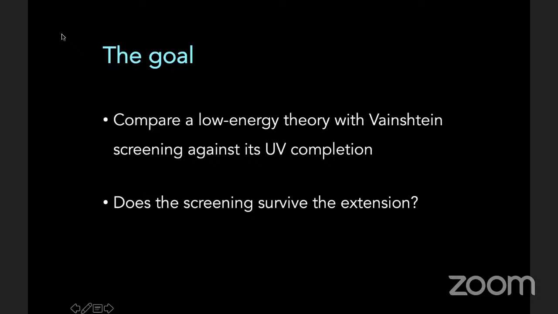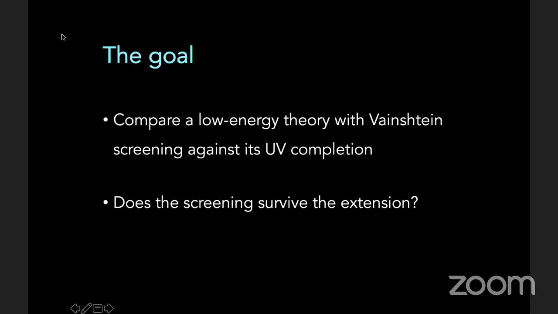Now, we want to make a test, and this will really be the goal of this work. We want to have a theory that does have a UV completion, and we want to make this test. Let's see if the low energy theory and the high energy theory look anything like each other, and if the high energy theory as well as the low energy theory screens, which is another way of saying, let's see if this screening survives the extension to a high energy theory, or if it disappears completely the moment you extend your theory, which would suggest that the moment you have screening, you're actually outside of the regime of validity of the theory that has screening, okay? So this is the goal.